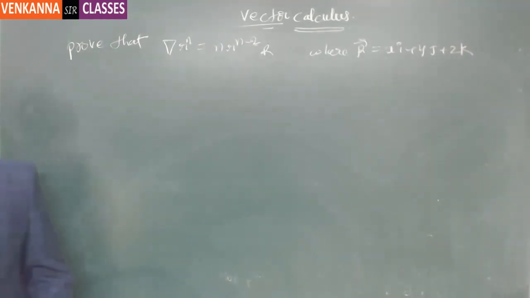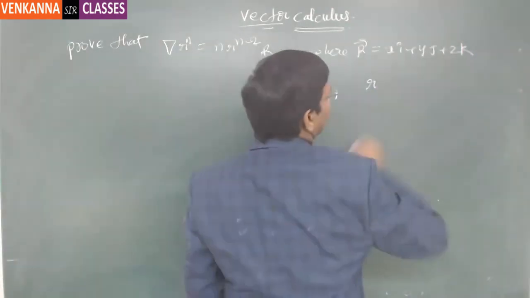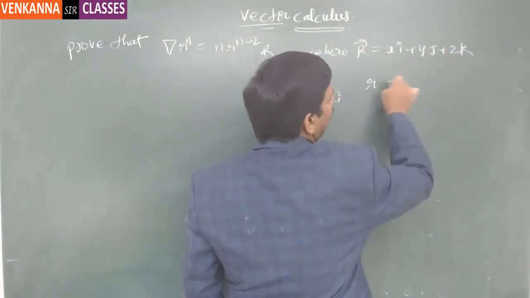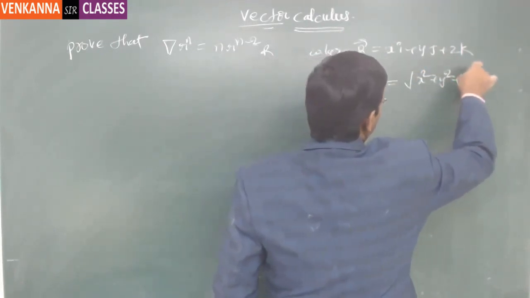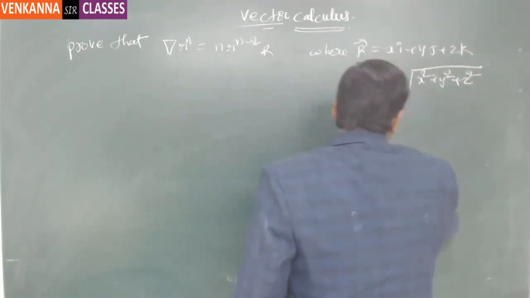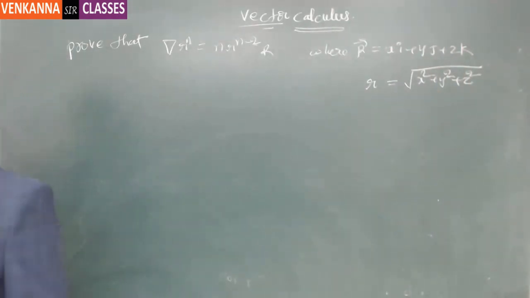Now can you prove that? So this small r is nothing but given. The relation is r is equal to square root of x square plus y square plus z square. So this is the value of small r. Now based on this understanding, try to prove that del r power n is equal to n into r power n minus 2 times capital R, where capital R is xi plus yj plus zk.